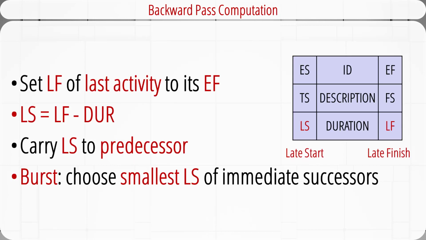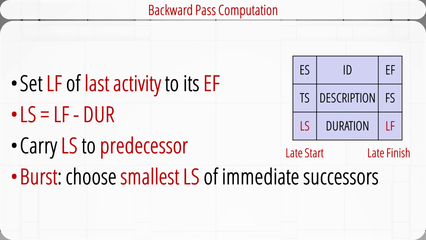LS in the activity block means late start. It's the latest time the activity must start. LF means late finish. It's the latest time the activity must finish. We will use a method called backward pass to calculate these latest times. Backward pass begins by setting the late finish time LF of the last activity to its own early finish time, EF.